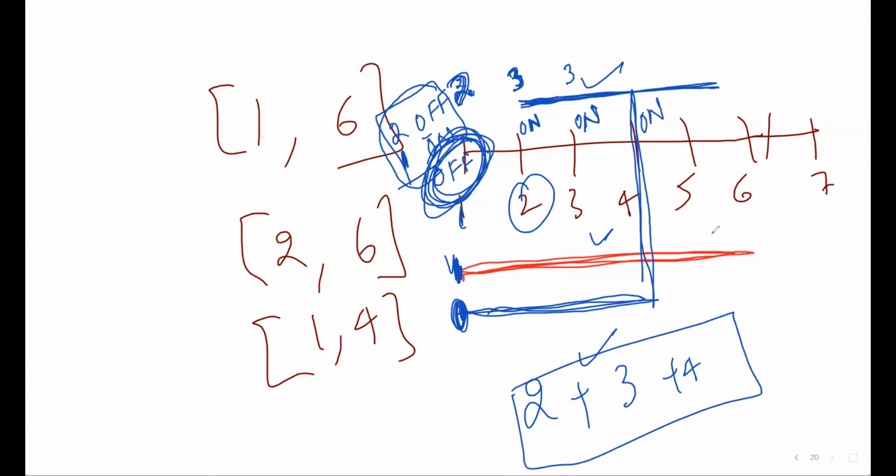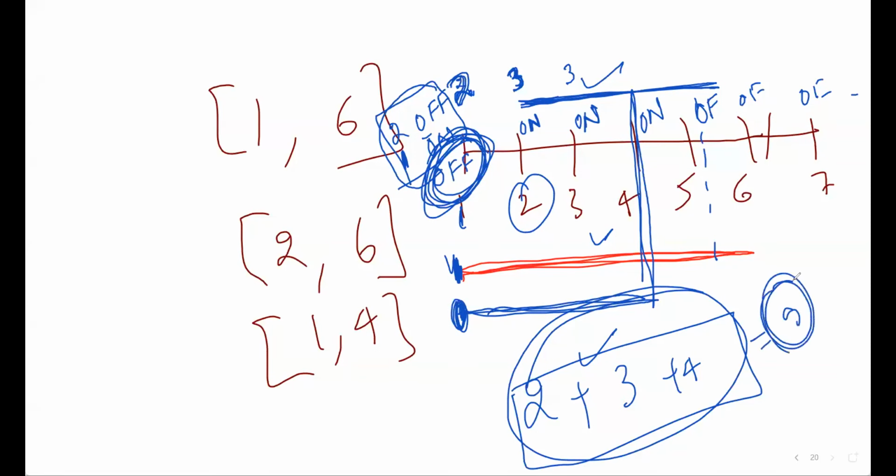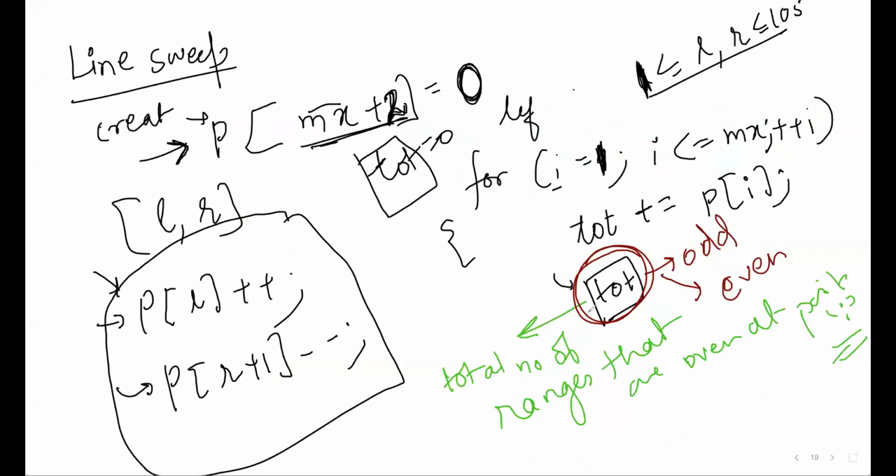When I go to fifth, what is happening now? I have two ranges overlapping. So it is off, because for an even count it will remain in the same state as its initial state. So 5 is off, 6 is off, 7 is off, everything beyond this is off. So these many bulbs are on. The sum of this is 9, and the answer of the first test case was 9. So you got my point. You will find the total, and the total will tell you the state of the bulb at that point. If this is odd, it means it is on, so you will add this i to your answer. You got my point. So this is the line sweep algorithm.